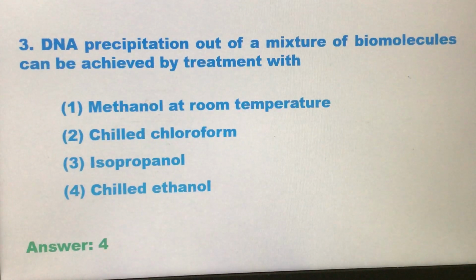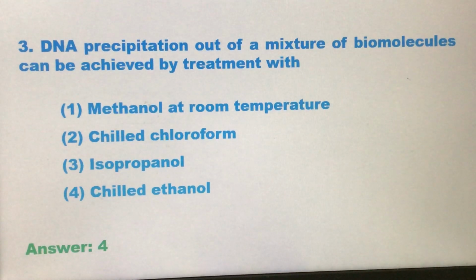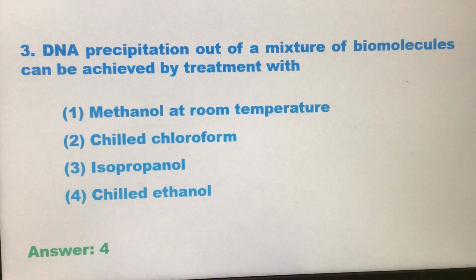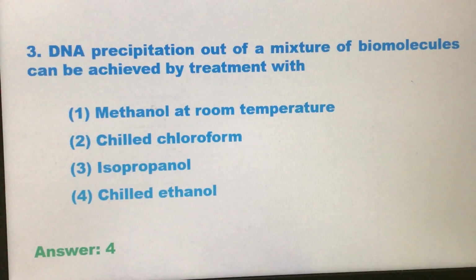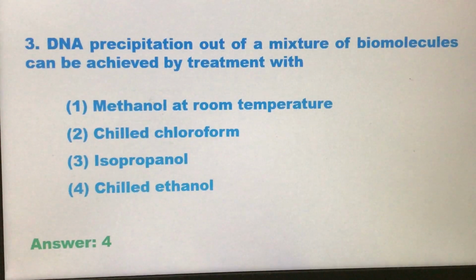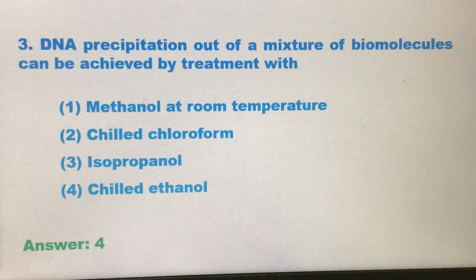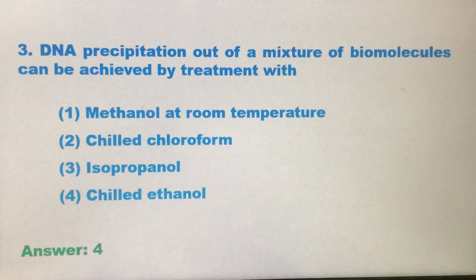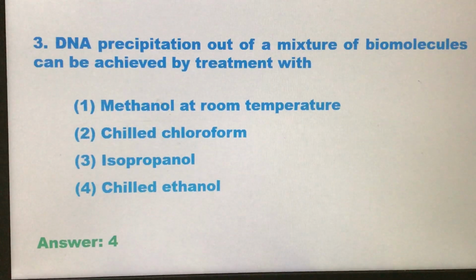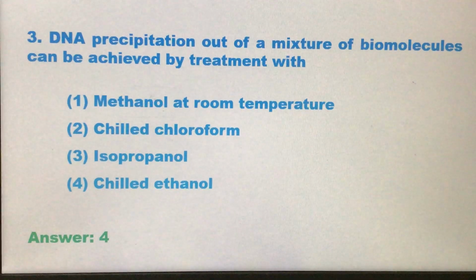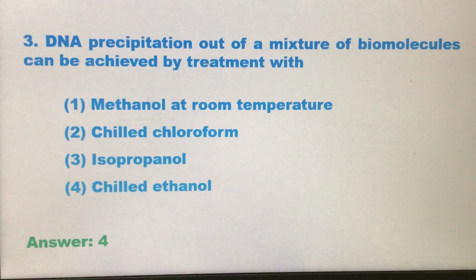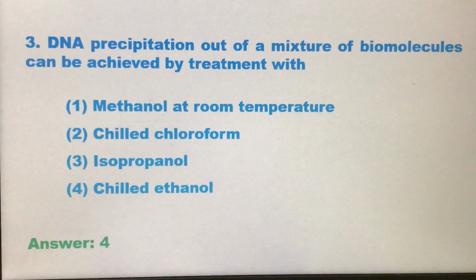Now, to explain how ethanol helps in DNA precipitation: DNA is a highly polar compound due to the presence of the negatively charged phosphate backbone. Being highly polar, it is capable of dissolving in water. And to understand how the DNA gets precipitated, we need to understand how crystals generally get dissolved in water.